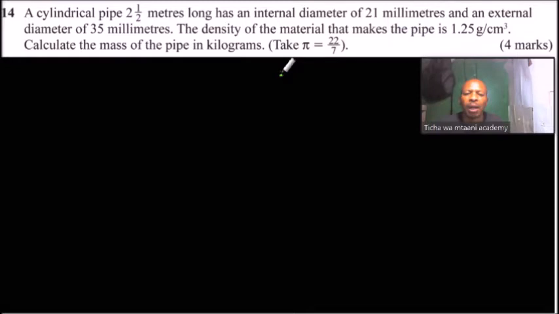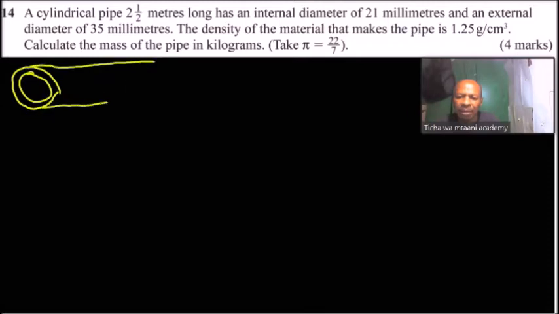Now, we have the pipe here, so maybe it is important that you make a sketch so you can be able to see what is required for you. So let's assume that the pipe, so we have the internal and external diameter, so that's our pipe. So it is 2.5 meters. So we can call this R. So let's call that R, and the other one we call it the capital R.